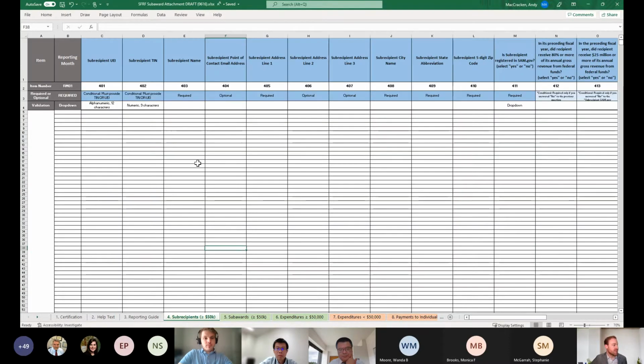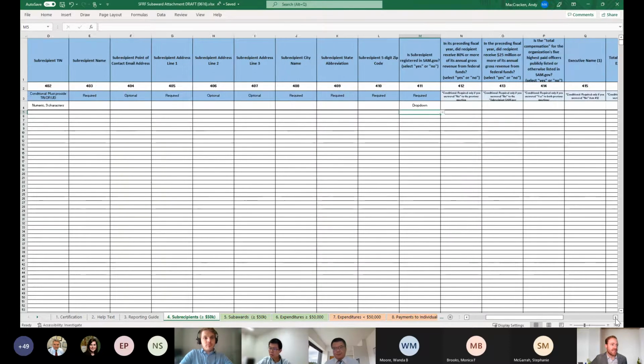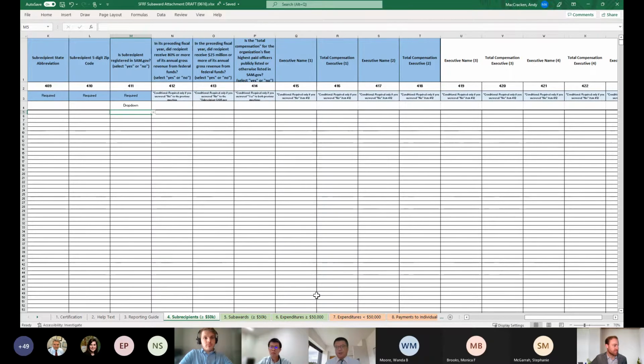So this is the subrecipient over $50,000 page. So this is just information about the subrecipients themselves. So this is where you'd provide your reporting month, the UEI or TIN, subrecipient name, the contact information, and then answer the SAM.gov questions. And that's really it for this page.